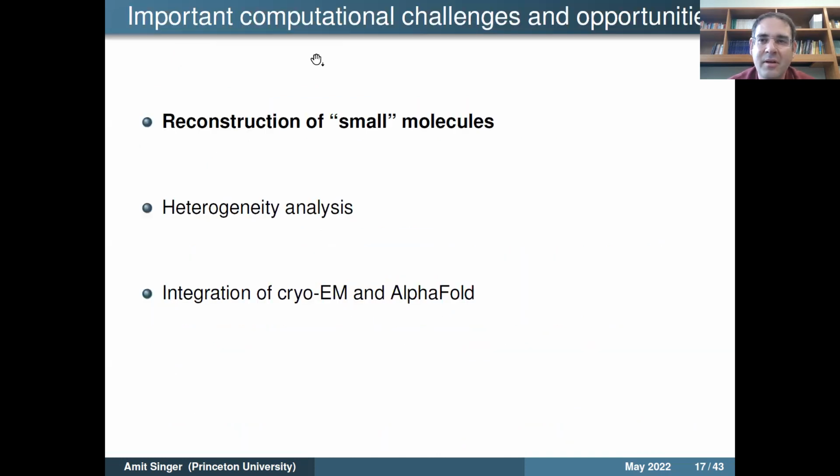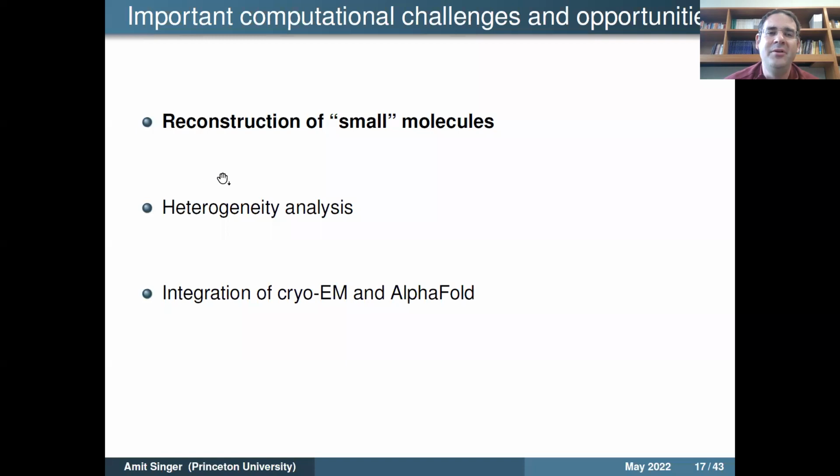So let's see. If you would ask me, Amit, what would you say are now the important computational challenges and opportunities in cryo-EM? I would say that there are three interesting research questions. One is how to reconstruct small molecules. These are not really small molecules, but they're a lot smaller than what cryo-EM is now capable of. So I'll show that cryo-EM right now has a size limitation, that small molecules cannot be easily reconstructed or not at all.